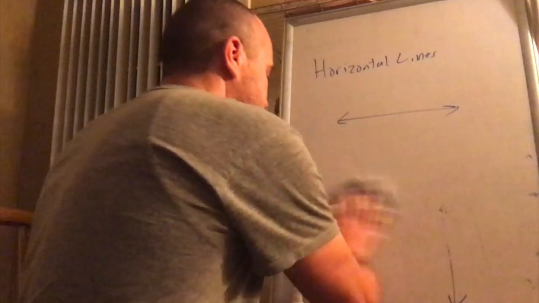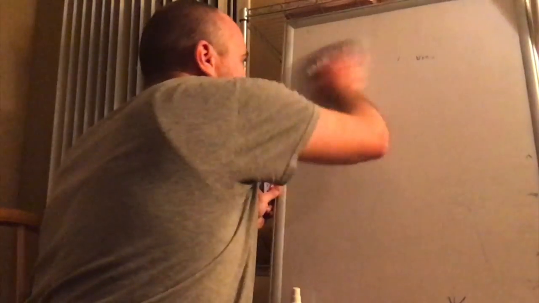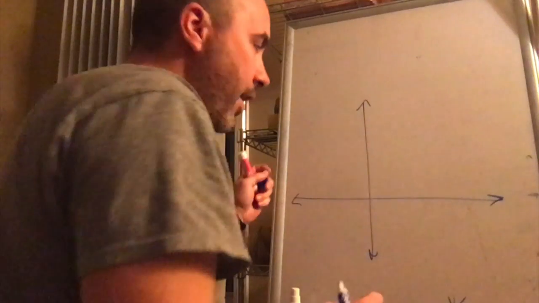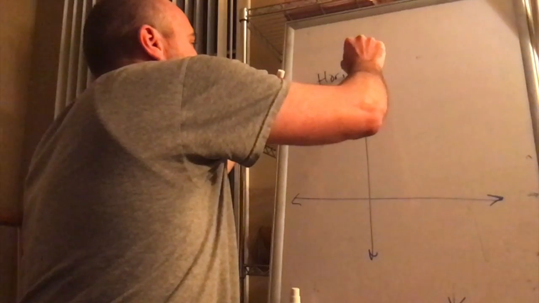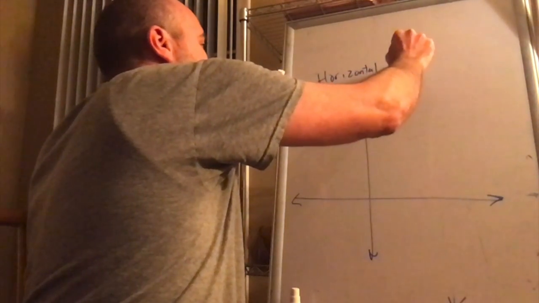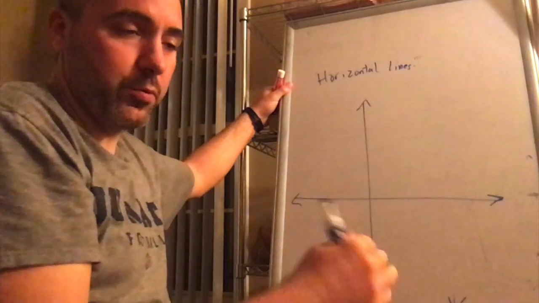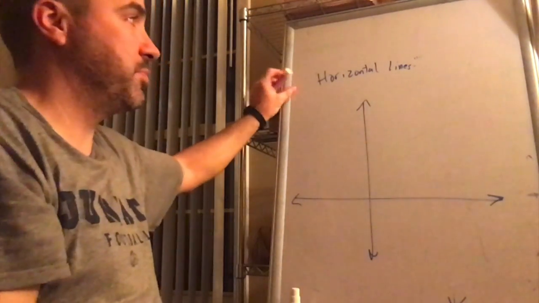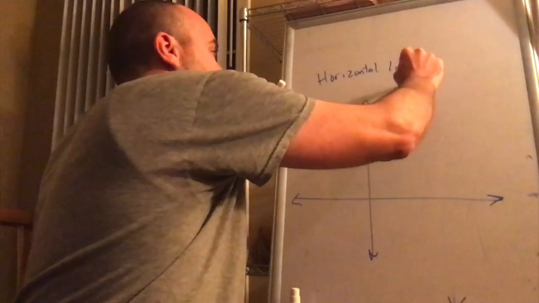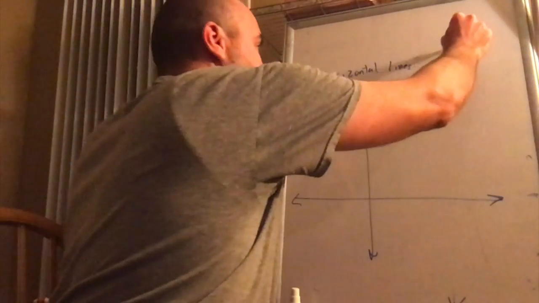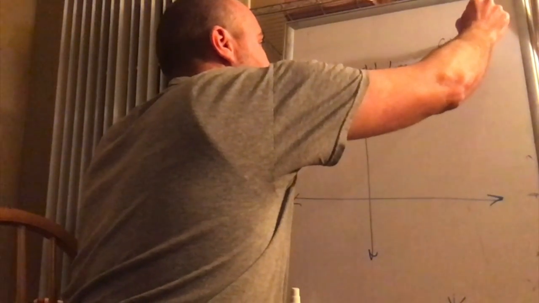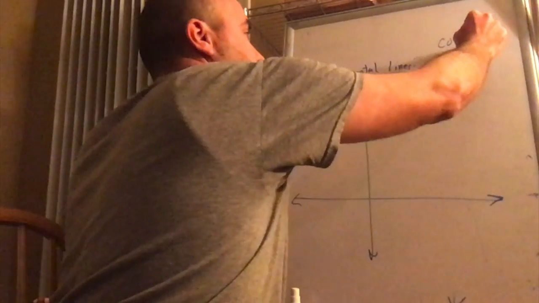So let me put another kind of coordinate plane up here. And what I'm going to do first, I'm going to look at horizontal lines. So horizontal lines, they have their own equation form. So just like oblique lines can be y equals mx plus b, horizontal lines are y equals some kind of constant. I use k for constant. All right, so a constant, remember, is just a number.